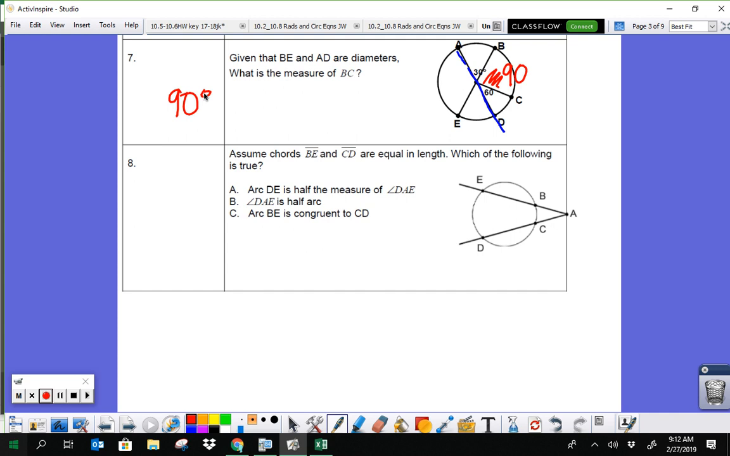Number 8, assume chords BE and CD are equal in length. So I'm just going to mark that. CD and BE are equal in length. Which of the following is true? So A says arc DE is half the measure of DAE. Okay, we haven't talked about that at all. Angle DAE, so DAE is half of an arc. Nope. And then arc BE is congruent to CD. So BE is congruent to CD. That is true. Those arcs are congruent because those chords are congruent. So that answer is C.